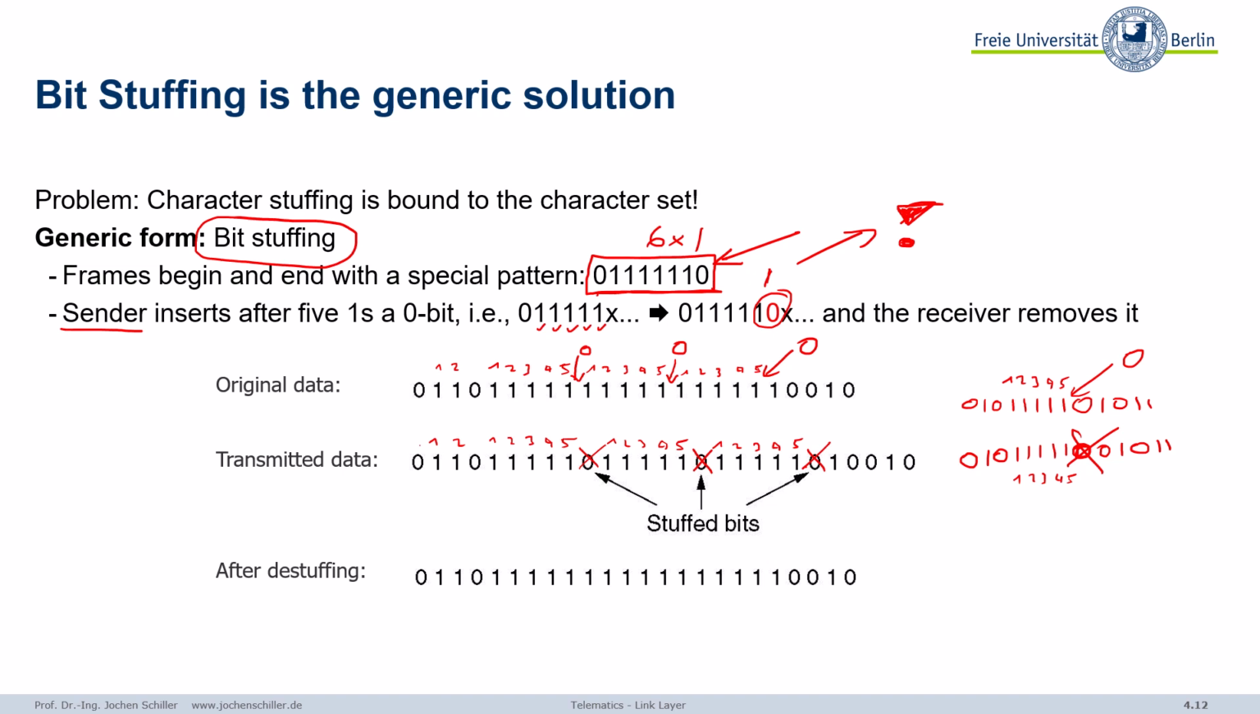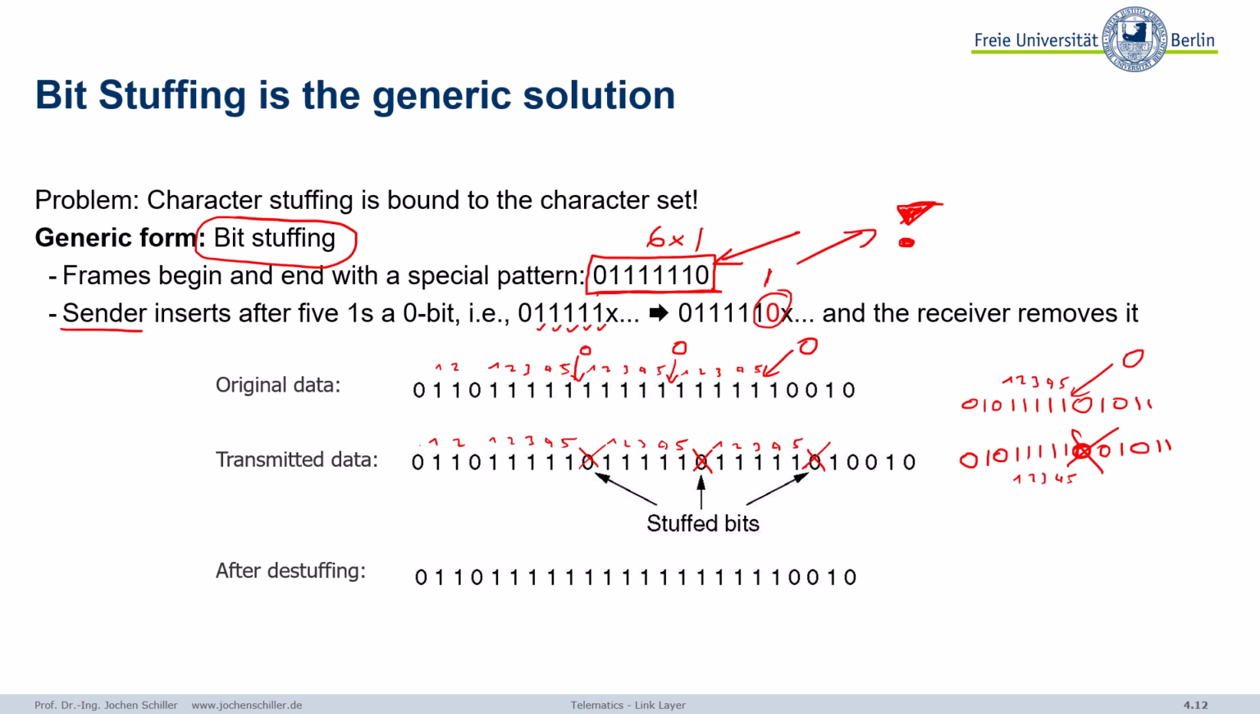But there's also a consequence. Depending on the data, you have to stuff more or fewer bits. In the previous examples, more or less characters. So it could be the case, think of sending only ones all the time. This means we really increase the number of bits. And now the problem is that using bit stuffing, our data rate fluctuates. Why? Assume we have a certain maximum data rate in the physical layer, let's say 1 megabit per second.